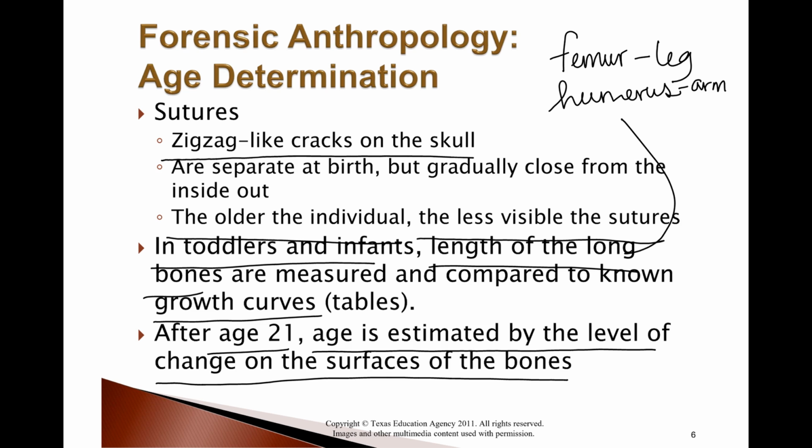Now, when you are small, like you're a toddler or a young infant, we can use the length of your long bones. Your long bones are going to be considered your femur, which would be in your leg, and your humerus, which is in your arm. So we can use the length of those bones, and we can compare them to growth curves, to pretty much charts that tell us the rate at which you grow when you're a kid. When you get older, those charts no longer work because we stop growing at a specific rate and time. So once you're past the age of 21, the age is going to be estimated using bones by looking at how much the surface of the bone has changed. If it's rougher, if it's smoother, if there are more parts and pieces, that kind of thing.